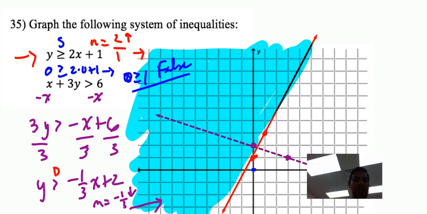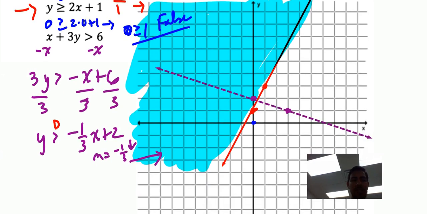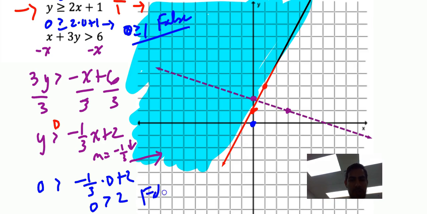And okay, now let's see how to shade this. So to shade, again, I'm looking at 0, 0. So let's look here at 0, 0. And let's set 0, 0 in this equation. Is 0 greater than or equal to negative 1/3? I'm sorry, is 0 greater than negative 1/3 times 0 plus 2? That simplifies to 0 greater than 2. False again, which means we need to shade away from 0, and I'll shade in purple this time.